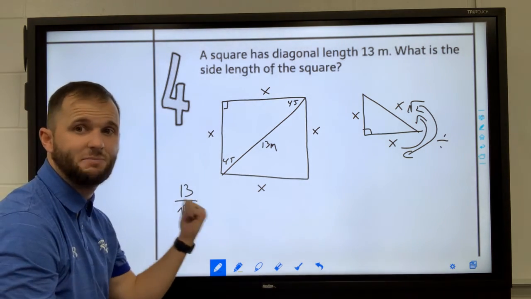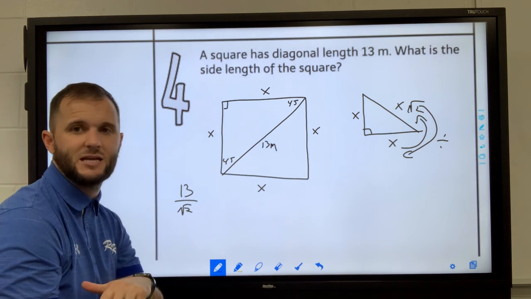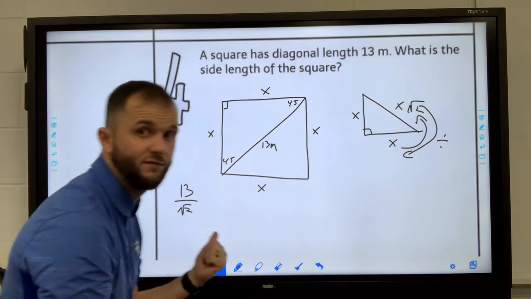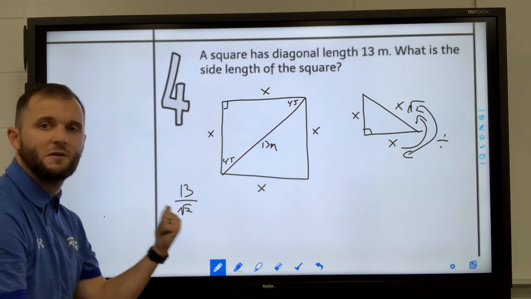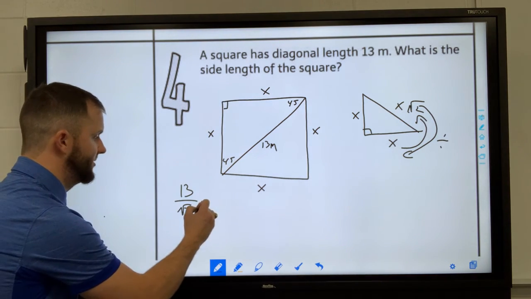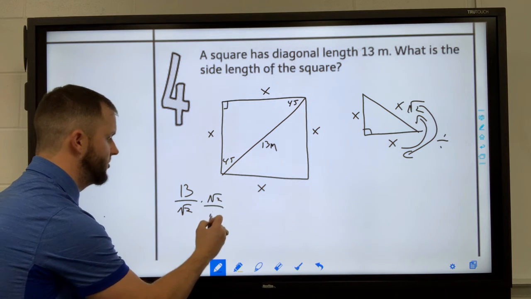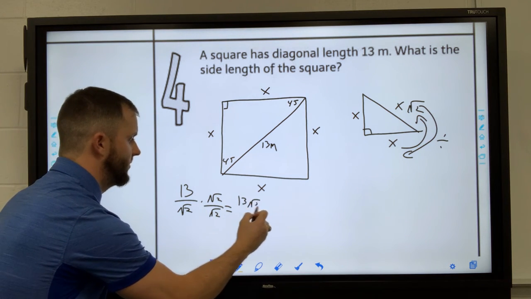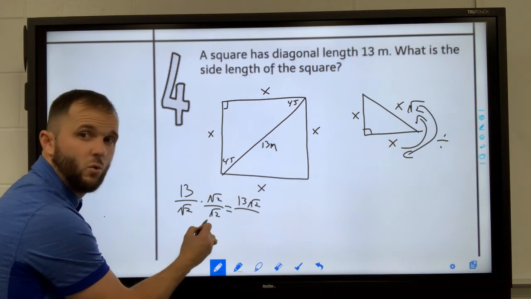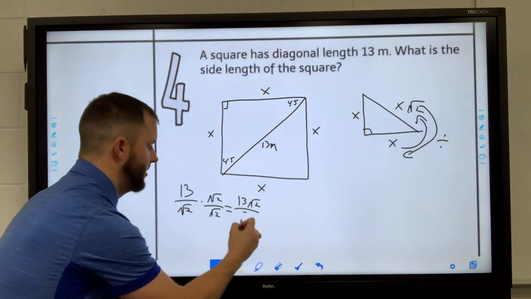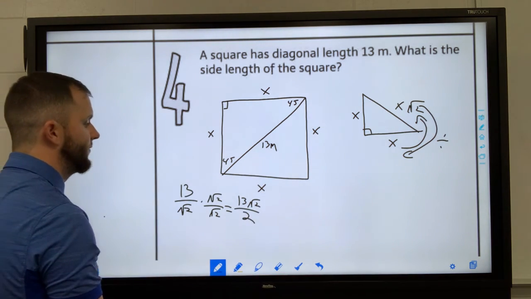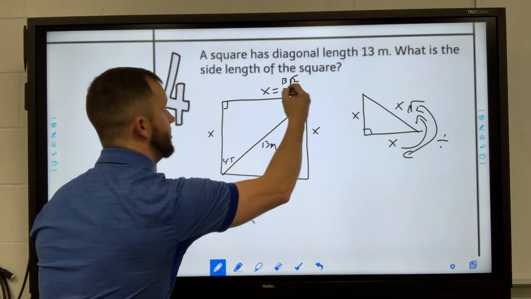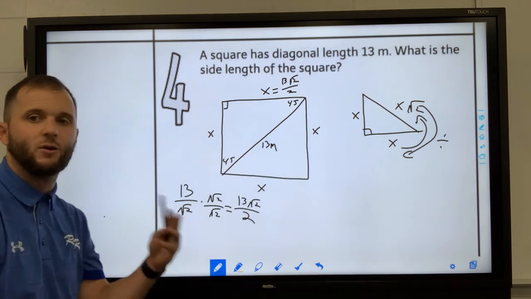So again, I could just type that into the calculator and it would give me a decimal. But if I need to leave it in radical form, I'm going to show you guys how to do that way first, okay? So again, I have to get rid of the radical on bottom. So I'm going to multiply by 1, which is going to be square root of 2 over square root of 2. 13 times square root of 2 would give you 13 square root of 2. 2 times 2 gives you 4. Then the square root of 4 would turn into 2. So your simplified answer for your leg measurement would actually end up being 13 square root 2 over 2. That would be the radical form there.